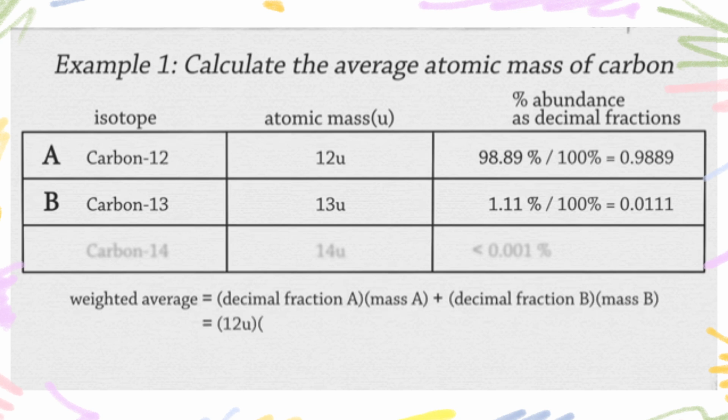That's 12 times 0.9889 plus 13 times 0.0111, which equals 12.0111, or about 12.01 unified atomic mass units. That should be close to what you see on your periodic table. Does this answer make sense to you? Remember, most of the carbon on Earth is carbon-12, and only a little bit of it is carbon-13, so the weighted average should be really close to the atomic mass of carbon-12. And it is, just a tiny bit more than 12 u, due to the little bit of carbon-13 which is heavier.